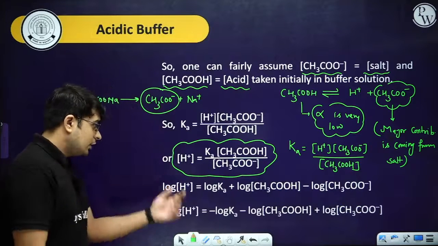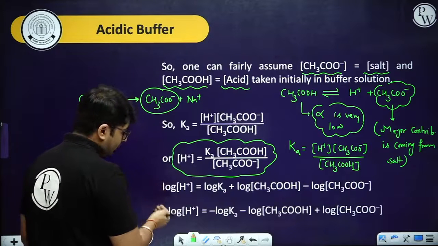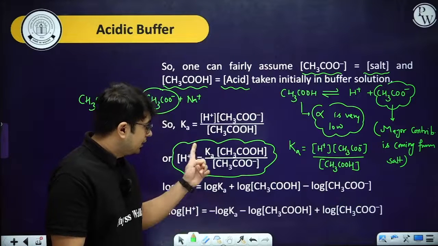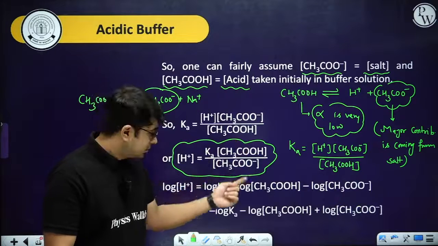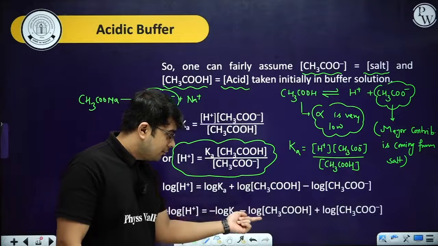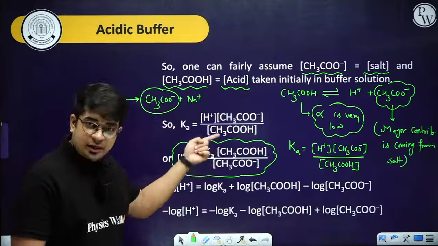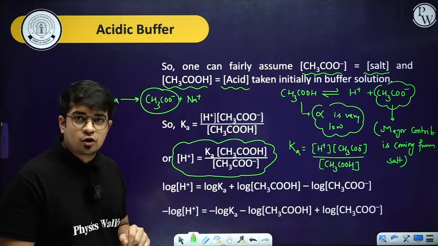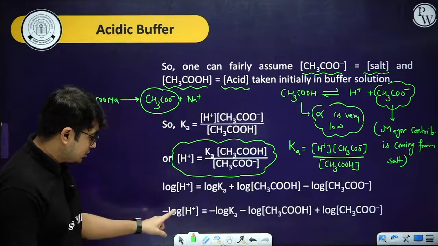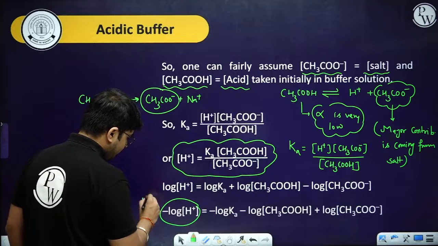Now if you take the negative logarithm of this entire expression, minus log H positive will be equal to minus log Ka. Log A into B is log A plus log B, so the minus sign is always there. So minus log Ka minus log concentration of CH3COOH. Now this part is log A upon B, which is log A minus log B, so the minus sign is already there and it will become positive. Now in this entire calculation, minus log of H is nothing but pH.